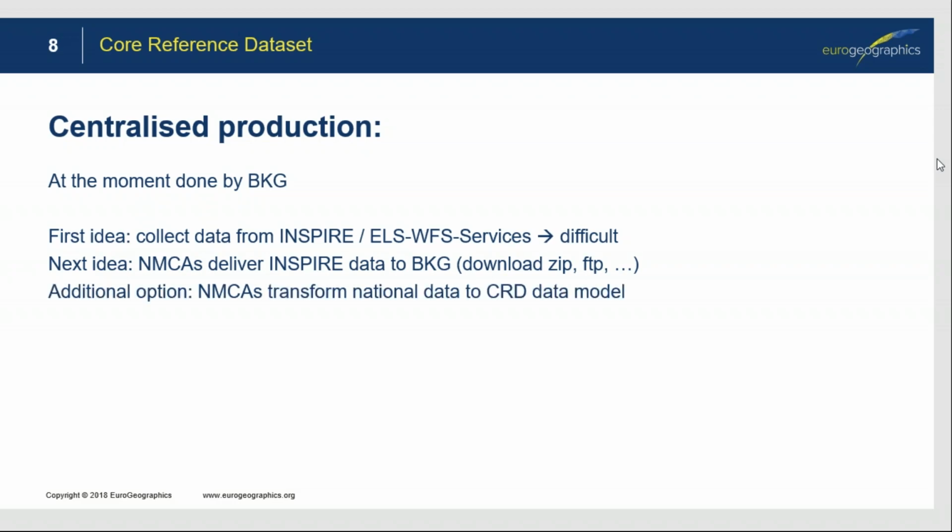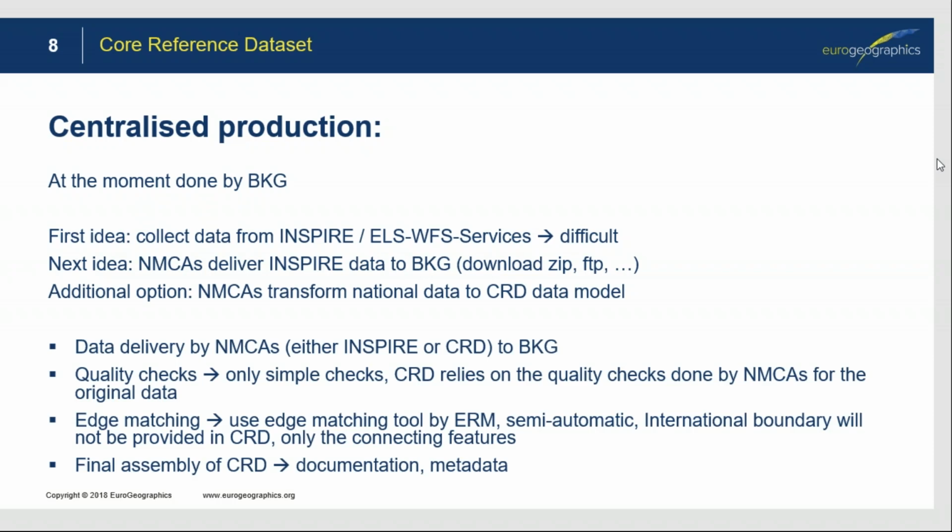So we have the additional option that the NMCAs can deliver CRD data directly to us, and they have to do the transformation from their Inspire data themselves, but they of course have the option to add additional information that is hidden in some other national data set. So in the end, we had a process that the data is delivered to us whatever way the NMCA wants to do it, either directly in Inspire or already in the CRD data model. We're doing some quality checking, only very simple checks, because we rely on what the NMCAs have done for their Inspire data. They should be good.